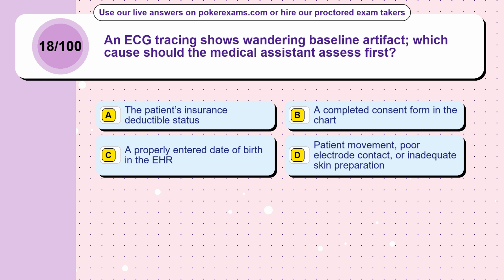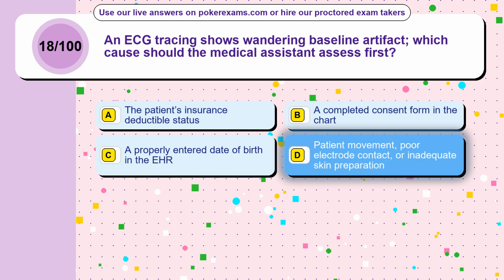Question 18. An ECG tracing shows wandering baseline artifact. Which cause should the medical assistant assess first? Option A. The patient's insurance deductible status. Option B. A completed consent form in the chart. Option C. A properly entered date of birth in the chart. Option D. Patient movement, poor electrode contact, or inadequate skin preparation.